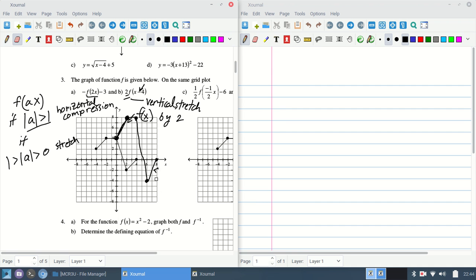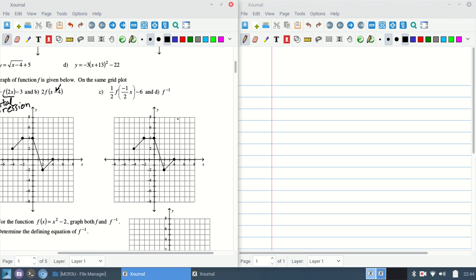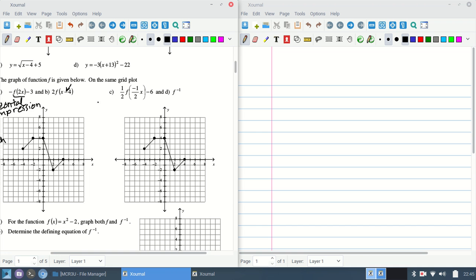Now the next one looks kind of crappy, but we'll get through it. So now, remember this meant vertical stretch by a factor of 2. So this means vertical compression by a half, so the y values will be halved. We're going to have to do this in steps. So instead of 2, it's going to be 1.